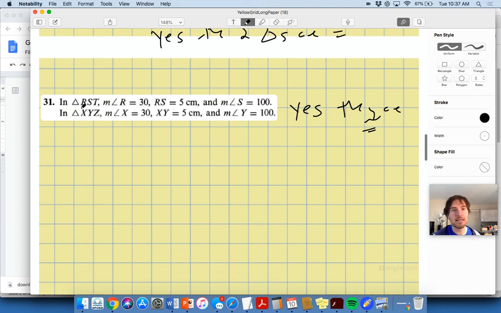Triangle RST, if measuring angle R is 30 degrees, distance RS is 5 centimeters, and measuring angle S is 100 degrees. Let's just give this one a shot and see if this one works out. So let's draw the segment first. That's 5 centimeters, so I'm going to go 1, 2, 3, 4, 5. Okay, and that's RS.